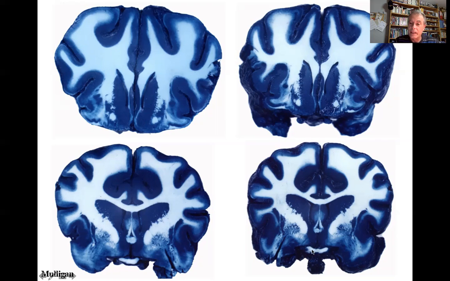We have got here the optic chiasm and the rostral commissure, the corpus callosum, the cingulate gyrus here, and the hypophysis.